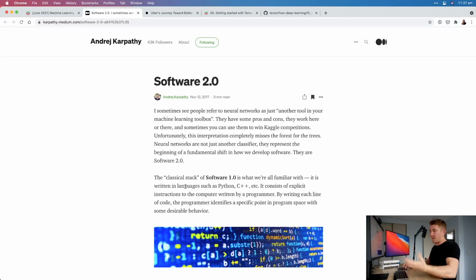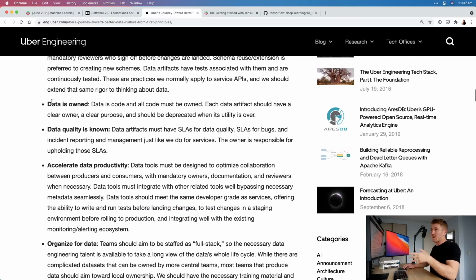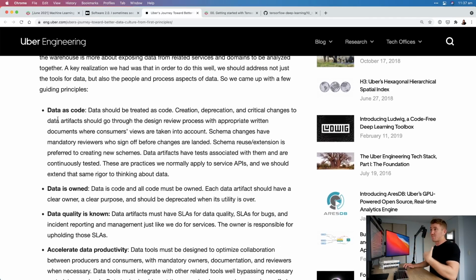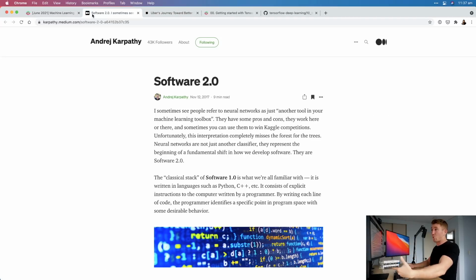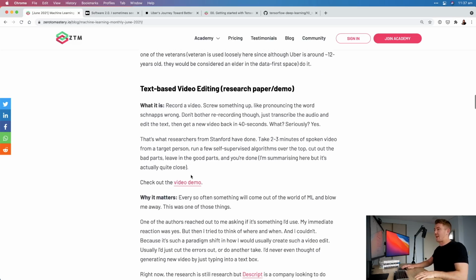Of course, there are going to be some instructions there, but you're programming data. So that's the big paradigm shift, and this is what I got from this article: that Uber are really heading towards that Software 2.0 milestone. Let's jump back in.